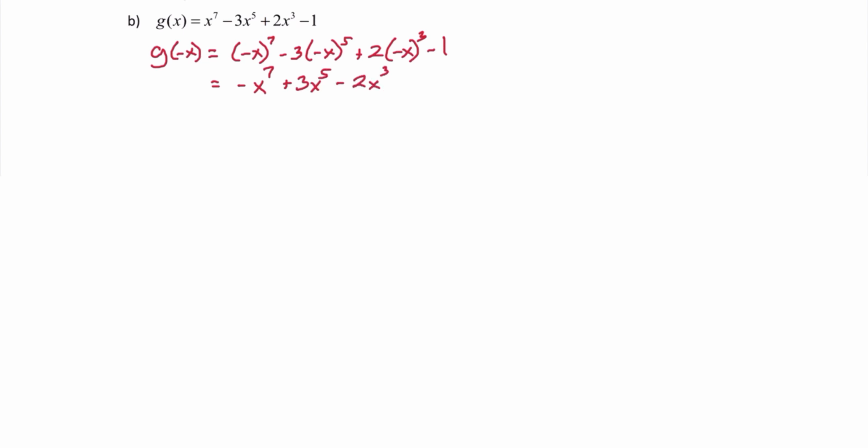In the next example, we again want to determine symmetry by determining whether or not the function is even or odd. So replace all of the x's with negative x. We have negative x to the 7 minus 3 times negative x to the 5th plus 2 times negative x cubed minus 1. Simplifying this, we get negative x to the 7 plus 3x to the 5th minus 2x cubed minus 1.